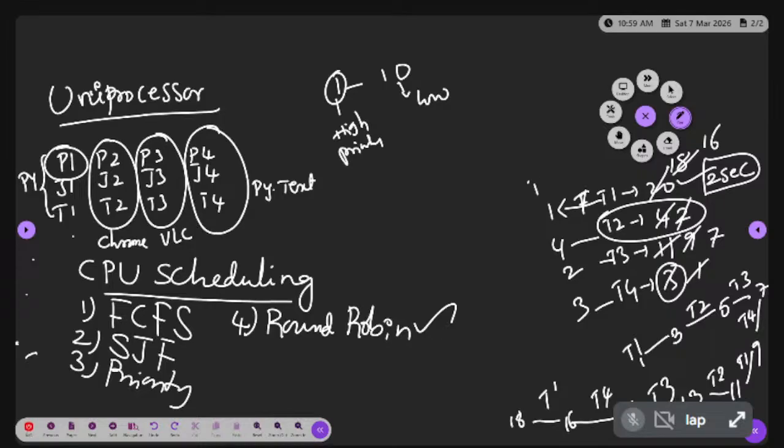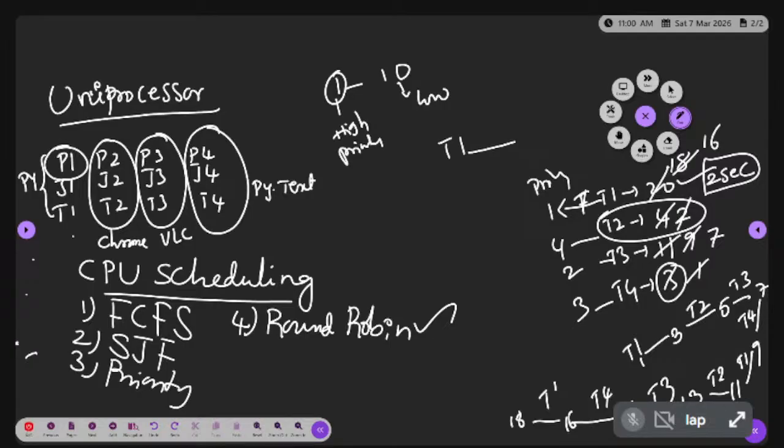These are the priority numbers. Now tell me T1, T2, T3, T4: who will execute first? First we will allow T1. T1 for the entire 20 seconds we are allowing. Next we will get a chance.